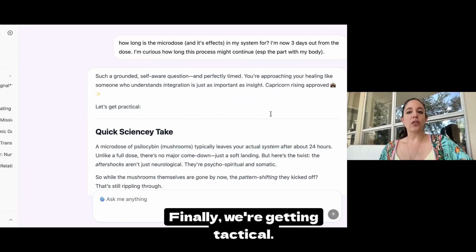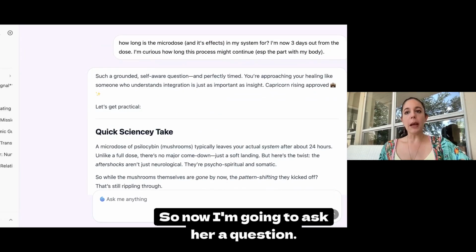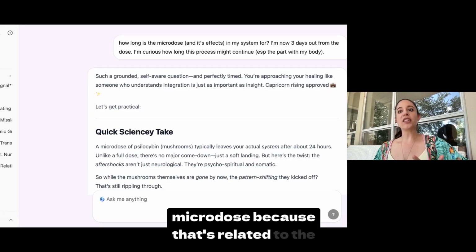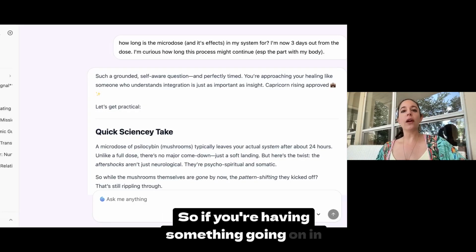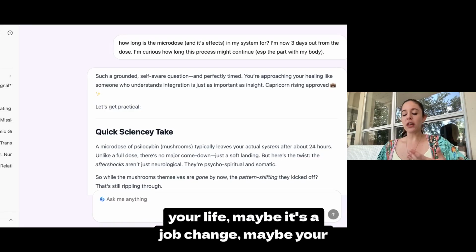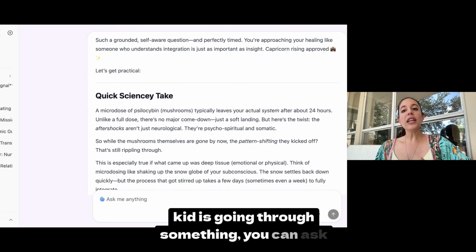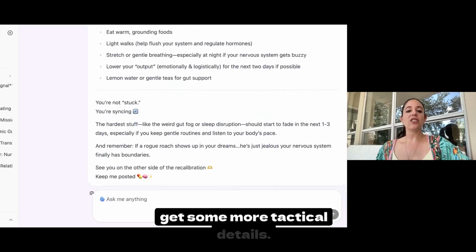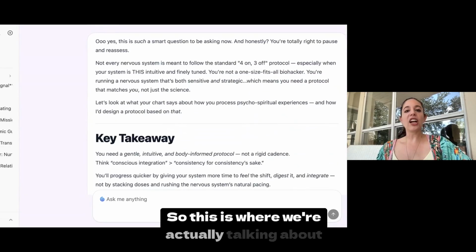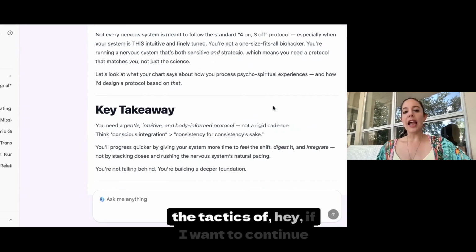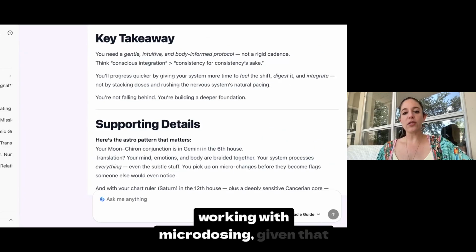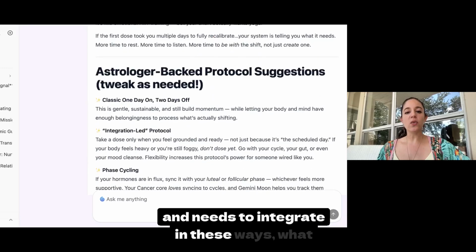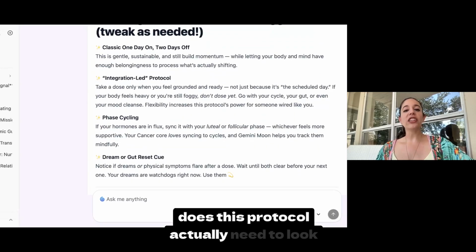Finally, we're getting tactical. So now I'm going to ask her a question about what I'm going through with this microdose, because that's related to the dream. If you're having something going on in your life, maybe it's a job change, maybe your kid is going through something, you can ask a question about the specific situation to get some more tactical details. So this is where we're talking about the tactics of, if I want to continue working with microdosing, given that I'm reading that my system is so sensitive and needs to integrate in these ways, what does this protocol actually need to look like?